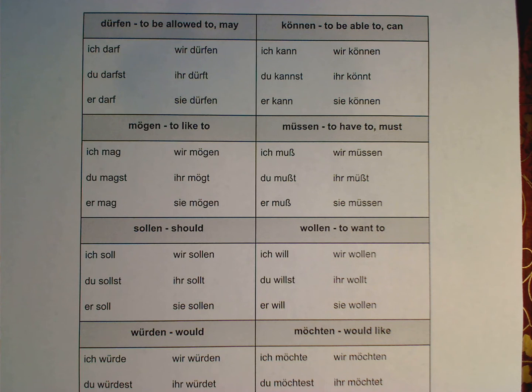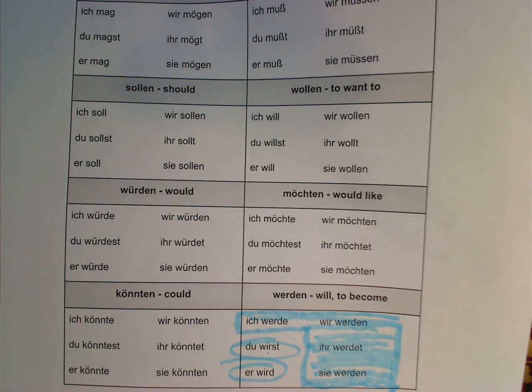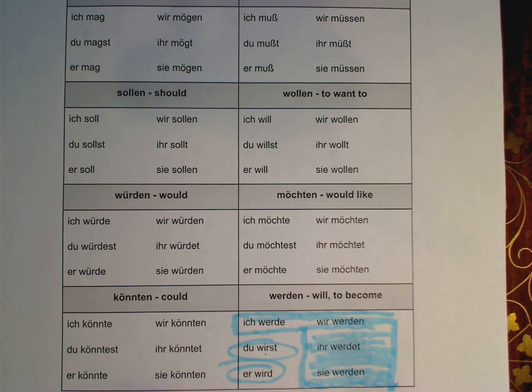Sollen is should. Wollen is to want or to want to. Würden is would. Möchten is would like. And könnten is could. We did already mention werden, which means will. And as I said, these verbs help to enhance other verbs.